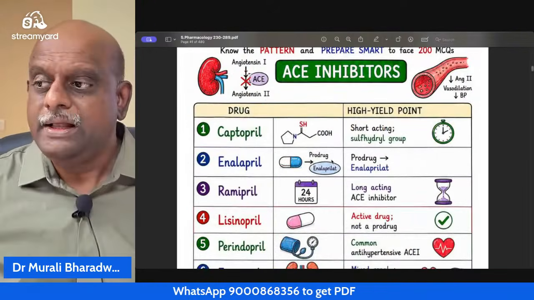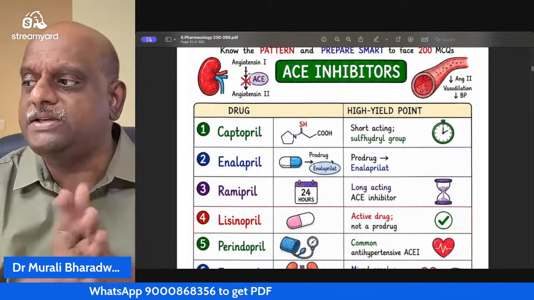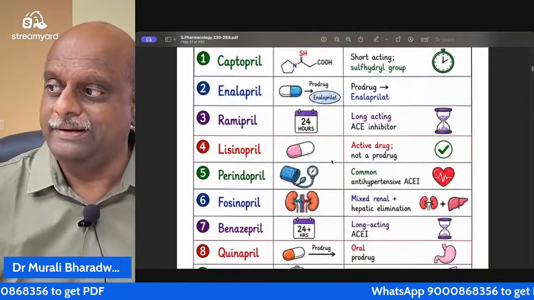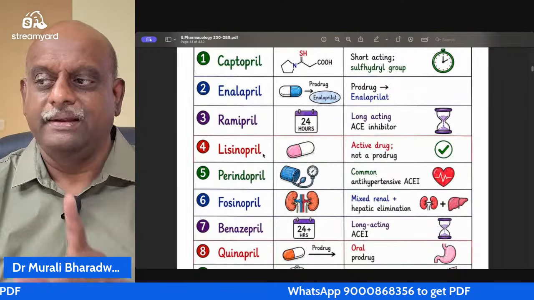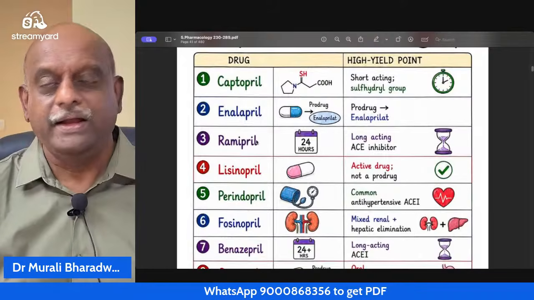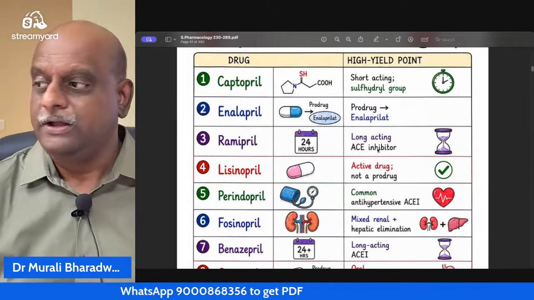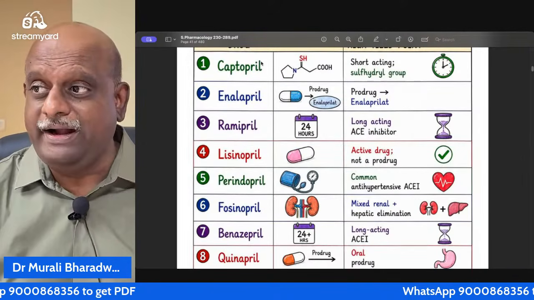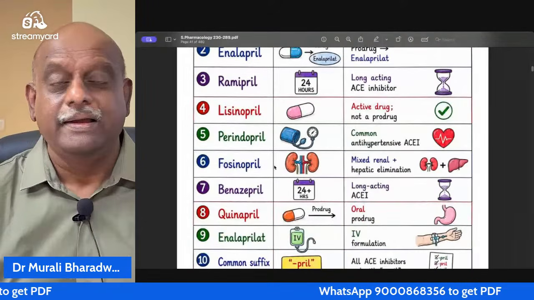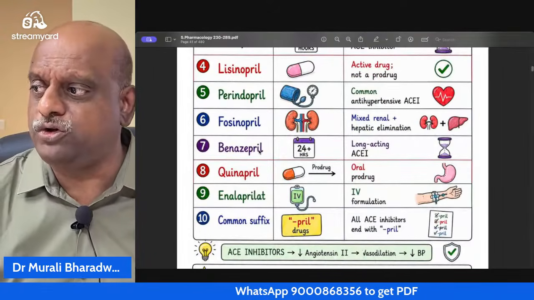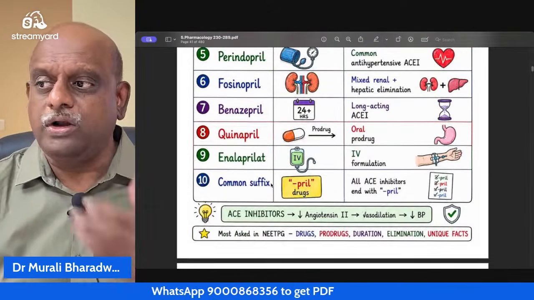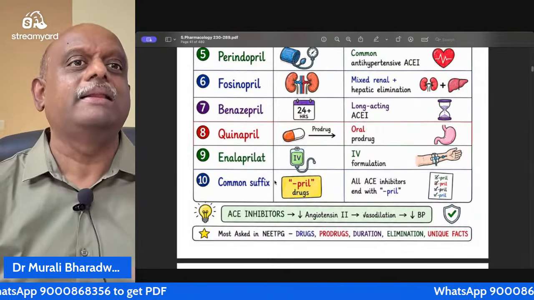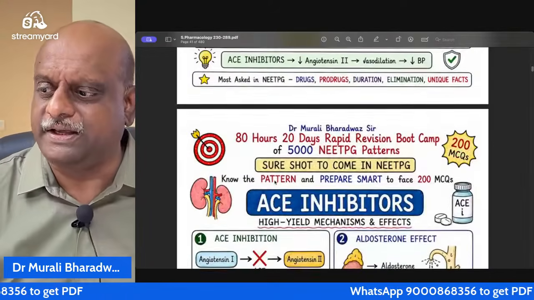The next favorite topic of the examiner is ACE inhibitors. Captopril, enalapril, ramipril, lisinopril, which is not a prodrug. Lisinopril is not a prodrug. Enalapril is a prodrug, enalaprilat. Long-acting ACE inhibitor is ramipril. Short-acting with a sulfhydryl group is captopril. Mixed renal hepatic elimination is fosinopril. And oral prodrug is quinapril. IV is enalaprilat. That is a quick nomenclature fixing.